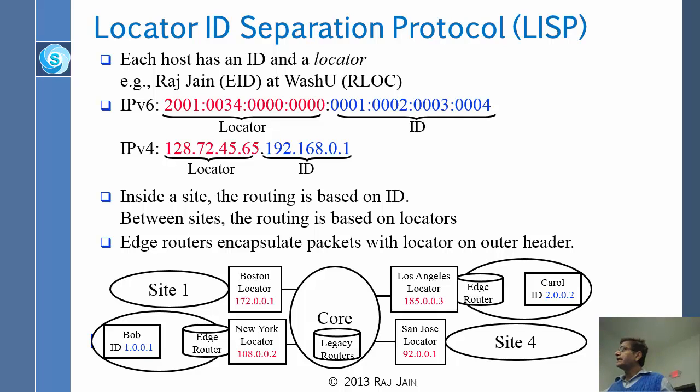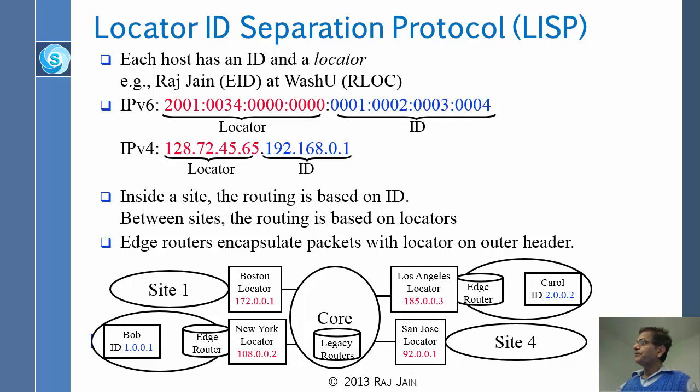So if you are inside the site, then the routing is based upon ID. When I am in Vashu, somebody wants to send a packet, it is done by looking at my ID. But when I get out of Vashu, then to go to wherever I am, they will have to find out first my current locator, which last week was Chennai, for example, and then they will find out how to get from here to Chennai, and the packet will be delivered there, right? So that's the two parts. So the edge routers encapsulate the packet with the locator on the outer header.